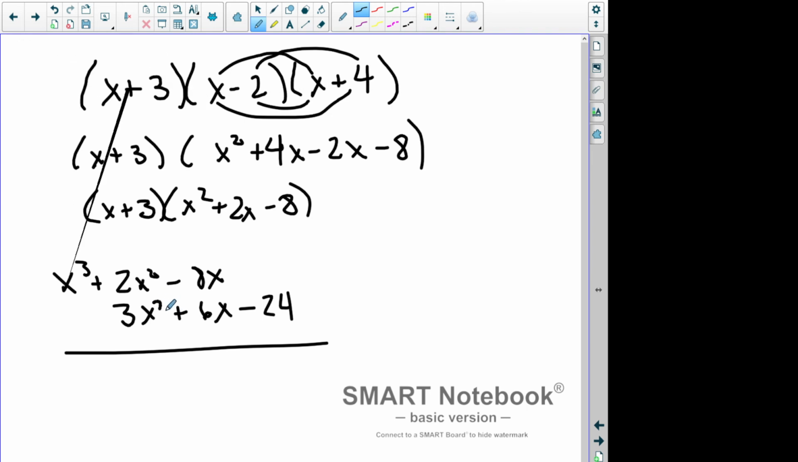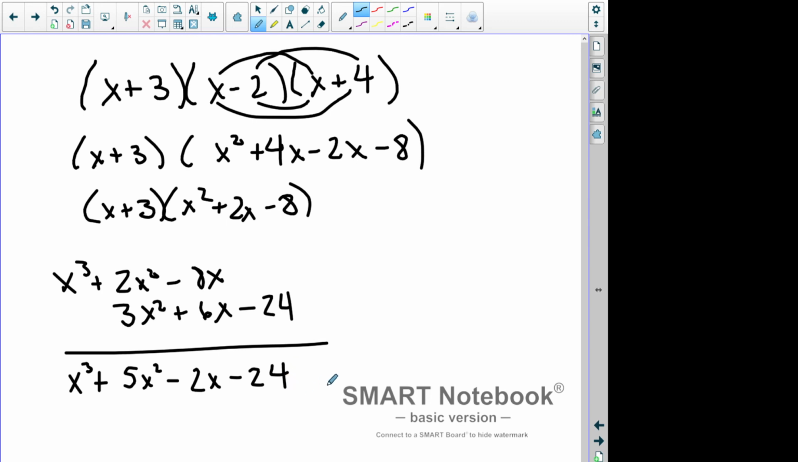This is an x squared here, right? 3x squared. Okay, and just want to double check, make sure I didn't do anything silly. I got x times x squared is x cubed, x times 2x is 2x squared, negative 8x, 3x squared, 6x, and negative 24. So add these together, I'm going to get x cubed plus 5 of the x squared terms, and then I've got negative 2 x's and minus 24 for my constant.